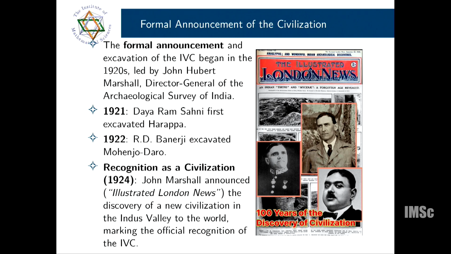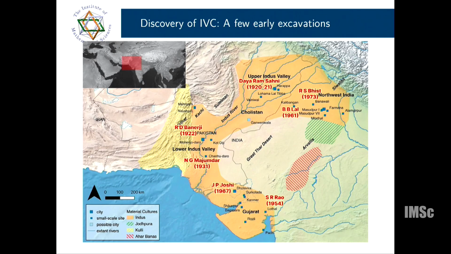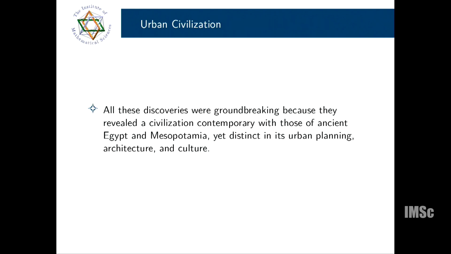Once these excavations were done, people got a lot of interest, and the ASI started taking interest, and a lot of further excavation was done. Lothal was excavated in 1952 by S.R. Rao, Dholavira by Joshi, and Chanhudaro by Majumdar in 1931, then R.S. Bisht, B.B. Lal, and so on. So all these excavations were really groundbreaking.